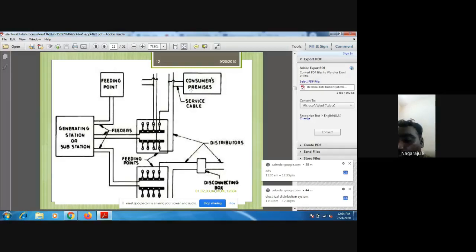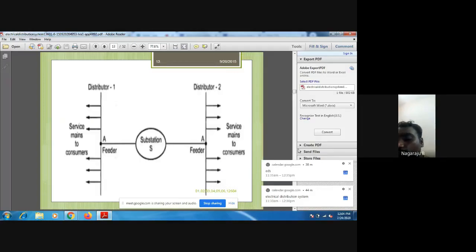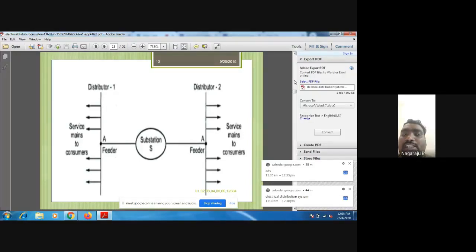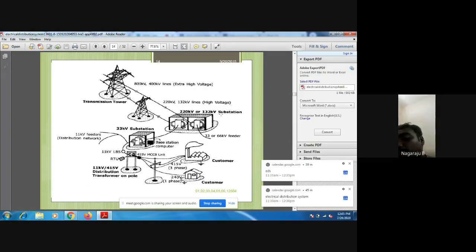Here I have written service cable, so service mains are there. All these things are the distribution. See here, these consumer service cables are nothing but distributor things. Here I have four distributors. Two feeders are there, A and A. From A, I have distributor 1, and from the other side A, we have distributor 2 also. From the distributor, we have different types of load connections and different types of service mains. This is about the different sets from the transmission to the distributor side.